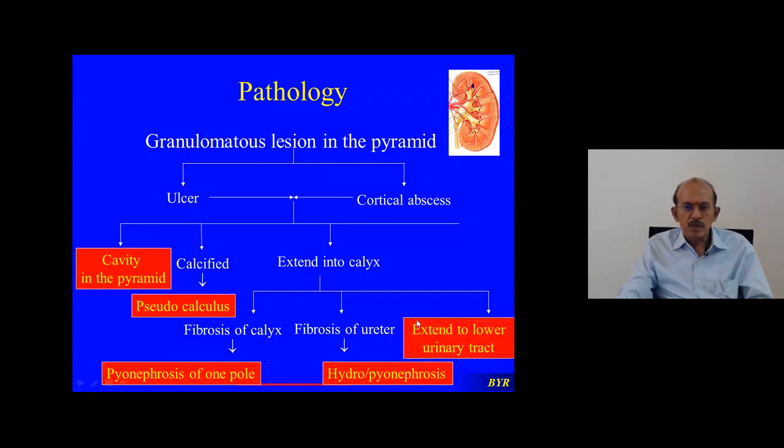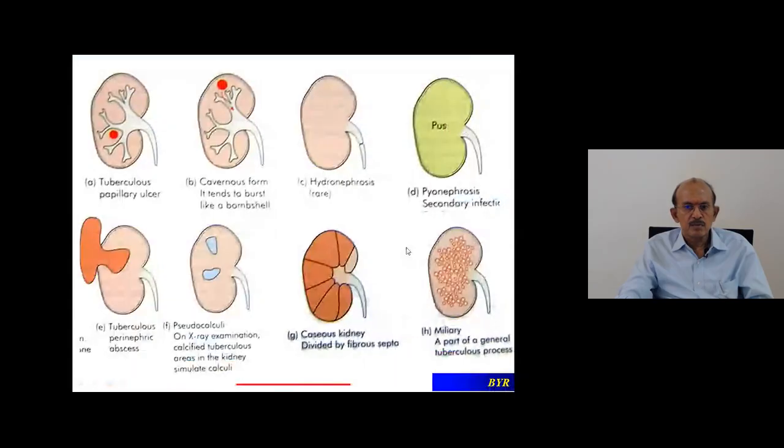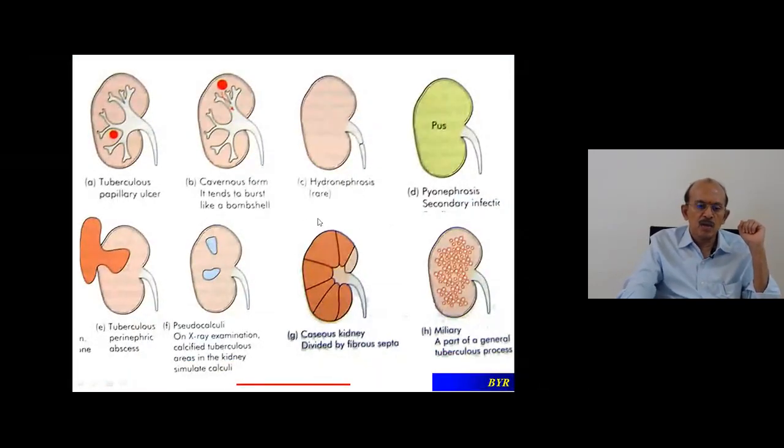The infection may spread to the lower urinary tract. That basically can cause tuberculous cystitis and tuberculous prostatitis. The infection may spread to the perinephric space, producing perinephric abscess. So these are the various types of lesions you see in tuberculosis of the kidney.